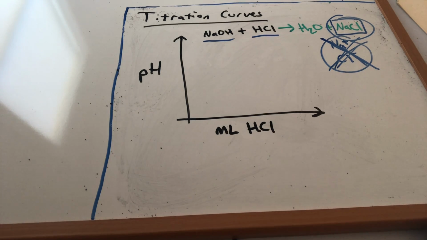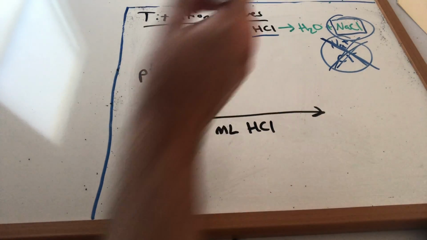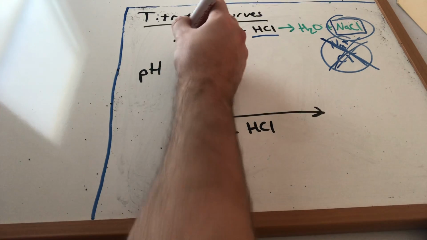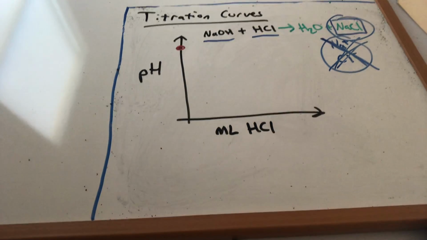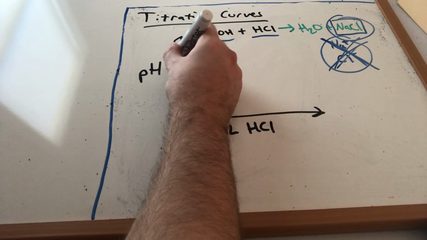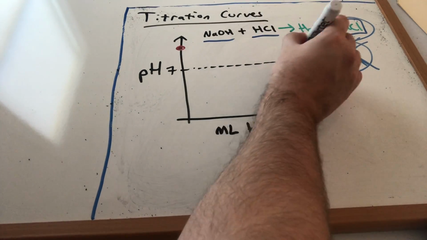So then here's what the curve looks like. We're starting with NaOH, so our pH is going to be above 7. So I'm just going to put a mark there. And what I like to do in my curves is show where 7 is, because it's all about that relative position.